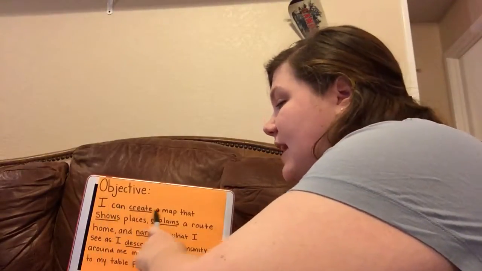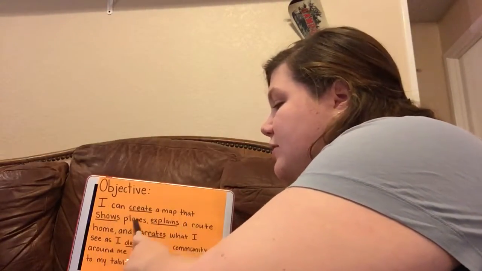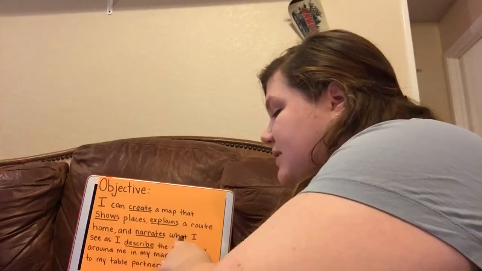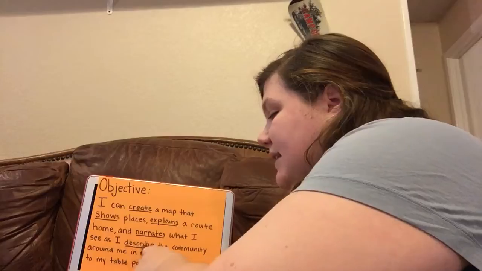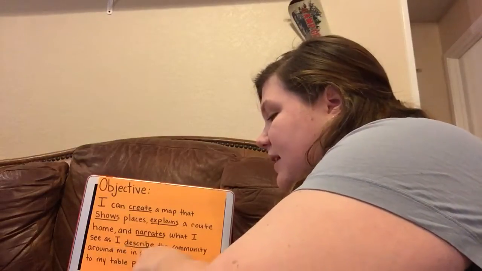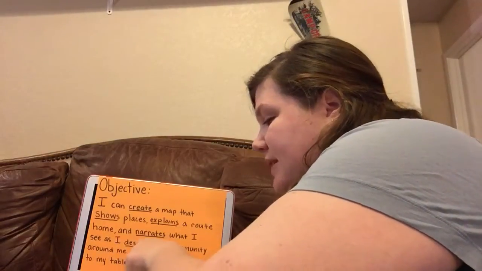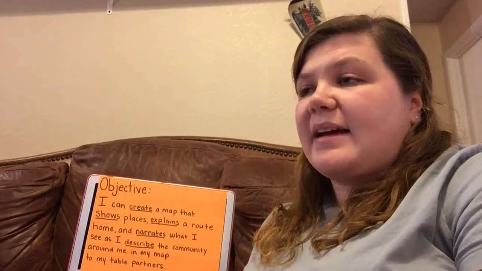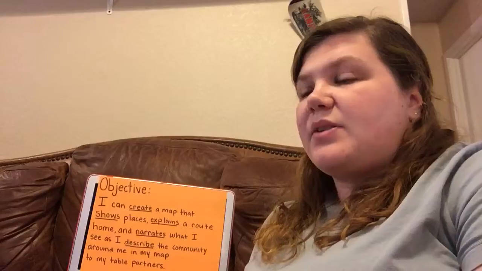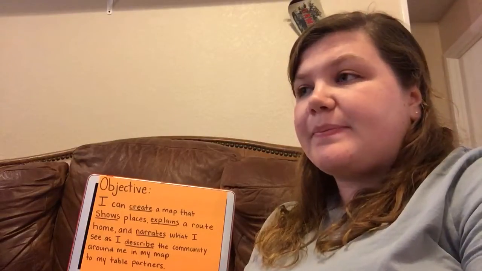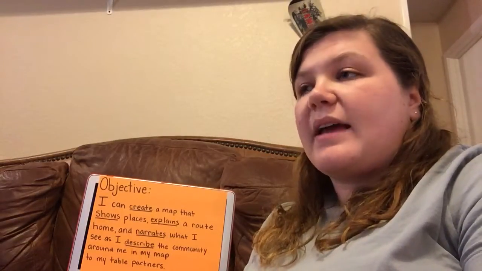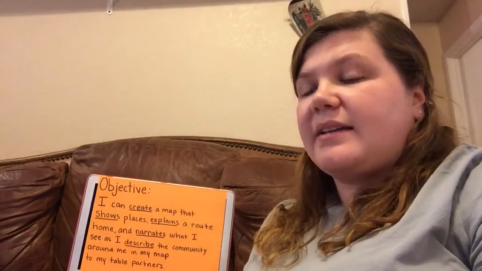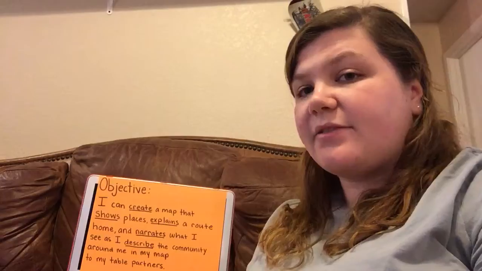I can create a map that shows places, explains a route home, and narrates what I see as I describe the community around me in my map to my table partners. I want you all to take a minute to write that down in your planners, and once you get done, we're going to go over it. Okay, now that everyone's done, I want you to make sure that you've underlined the verbs in your objective.